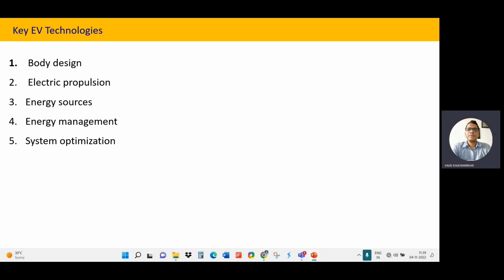In this lecture, we'll discuss the key electric vehicle technologies. If you see, following are the main electric vehicle technologies. First, the vehicle body design. Second, electric propulsion technologies, energy sources technology, energy management, and electric vehicle system optimization. We'll discuss these key EV technologies briefly.